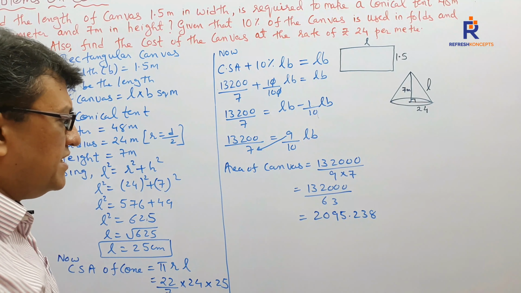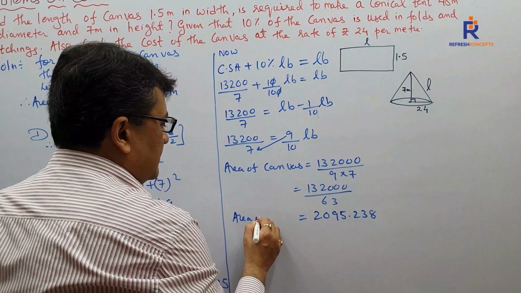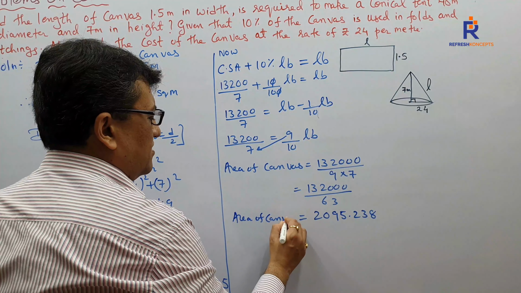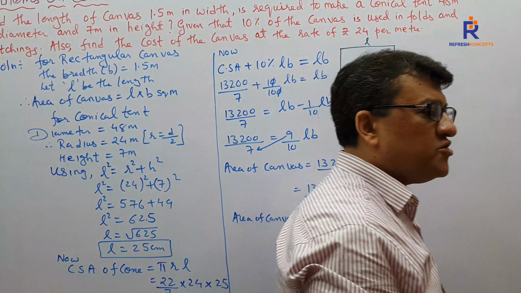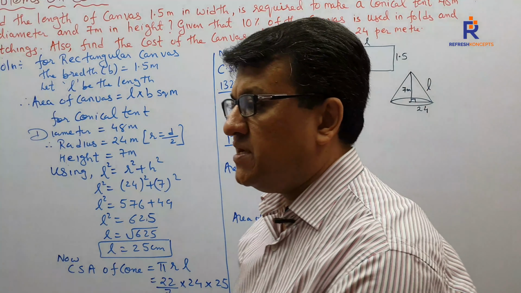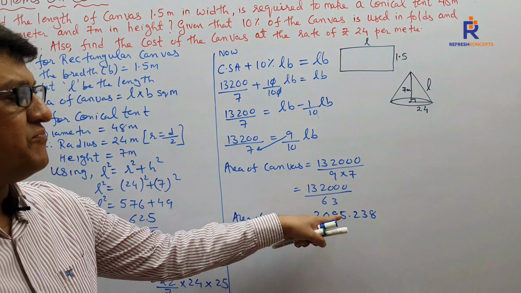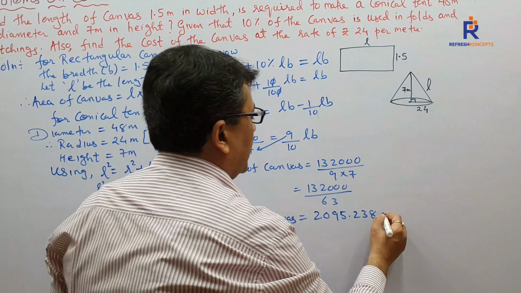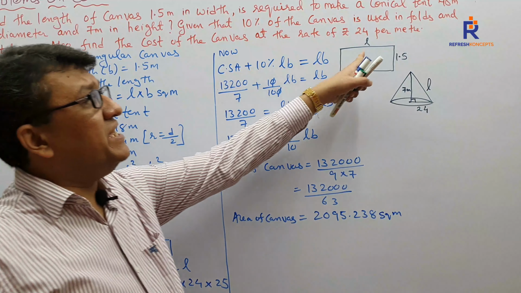Right? Now there are many who must be wondering how quickly the sir does the calculation. No children, these are not the calculations I'm doing right now. I've already calculated. So in order to save our time, the calculations are being told to you directly. So the area of canvas is 2095.238 square meter.